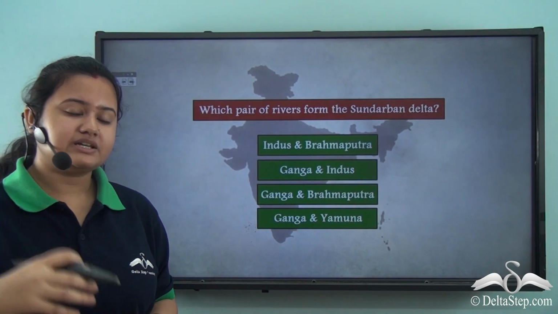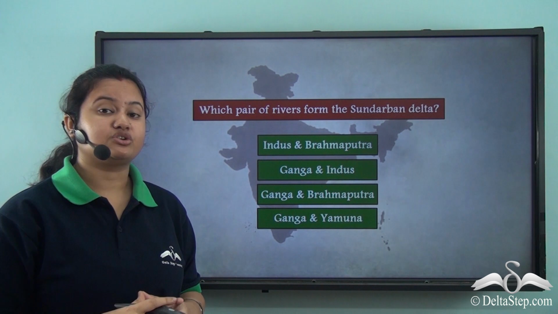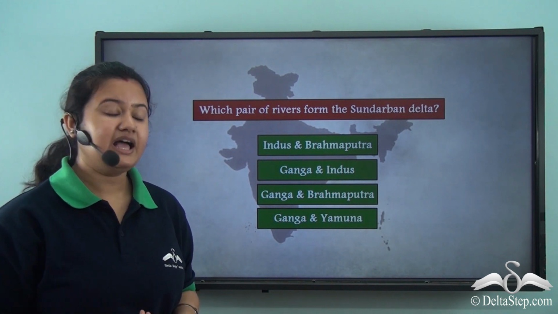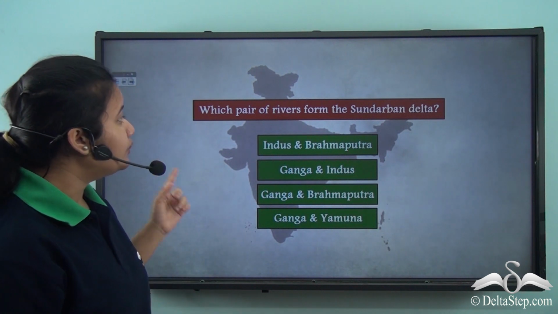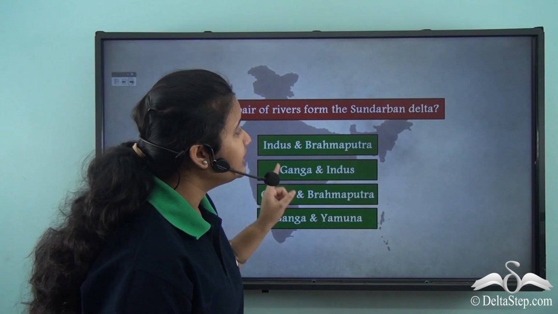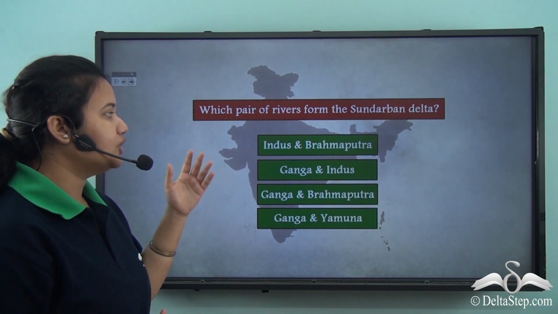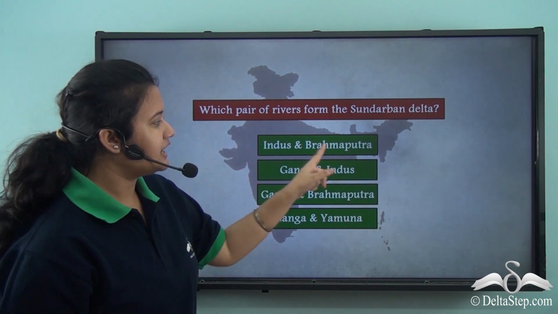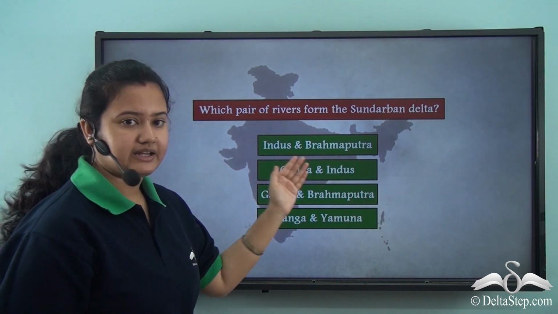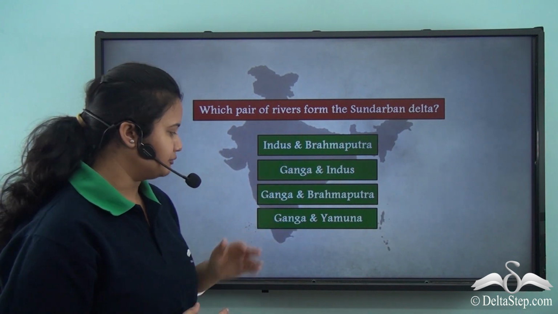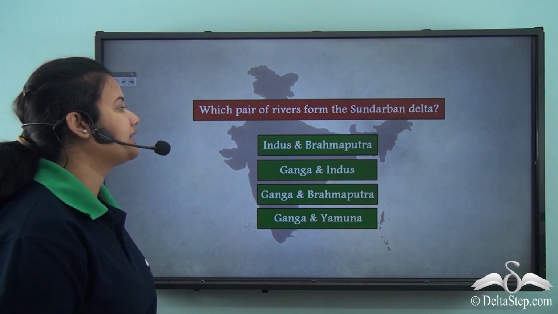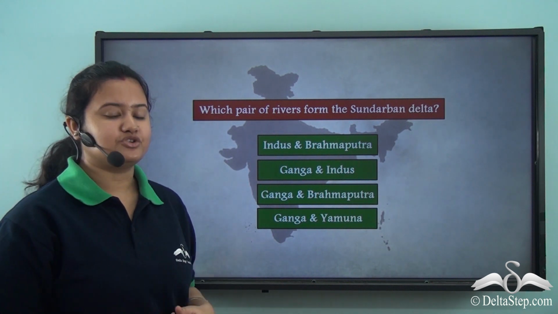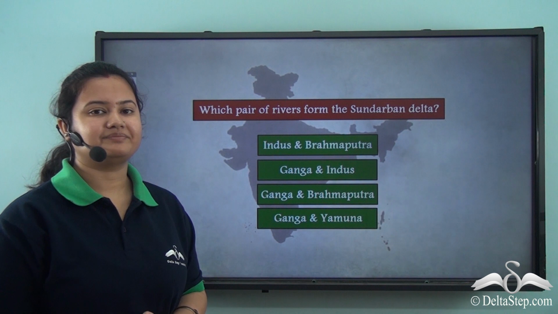Well, before discussing the physiographic division of the western part of India, let us first try to answer this question. It asks, which pair of rivers form the Sundarban Delta? And the options given are Indus and Brahmaputra, Ganga and Indus, Ganga and Brahmaputra, and Ganga and Yamuna. Well, which of these options do you think is the correct one?